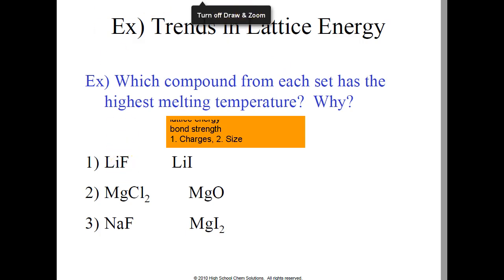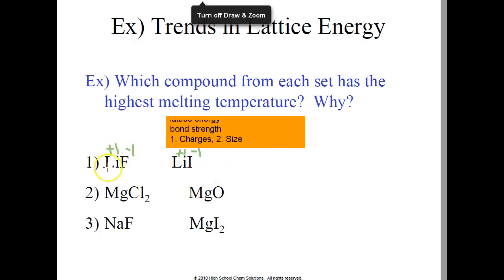So let's look at this one, LiF versus LiI. So first, LiF, charges. Li is +1 and F is -1. Li is +1 and I is -1. So we've got a 1, 1. Remember, it's just the absolute value. 1, 1 and 1, 1. Which one's greater? They're the same, right? So now we want to look at the size.